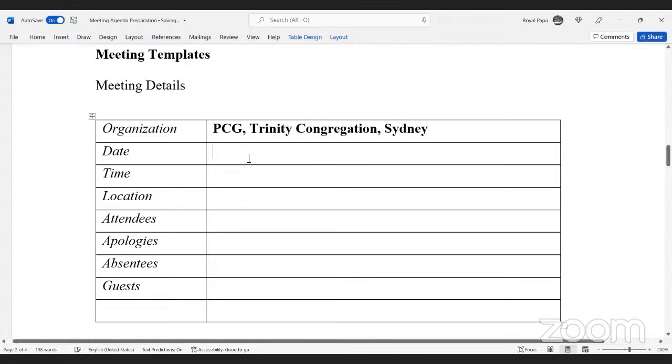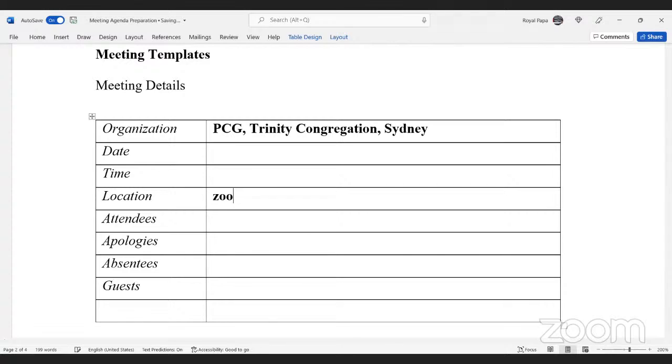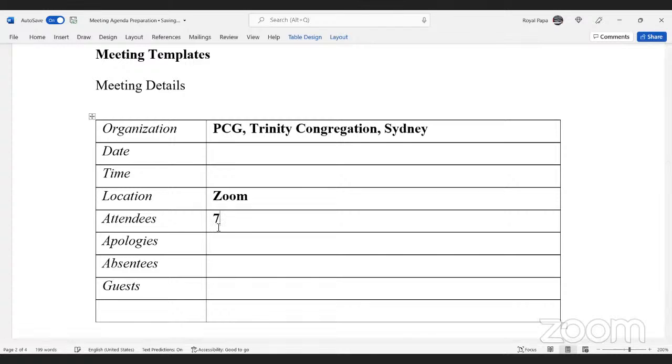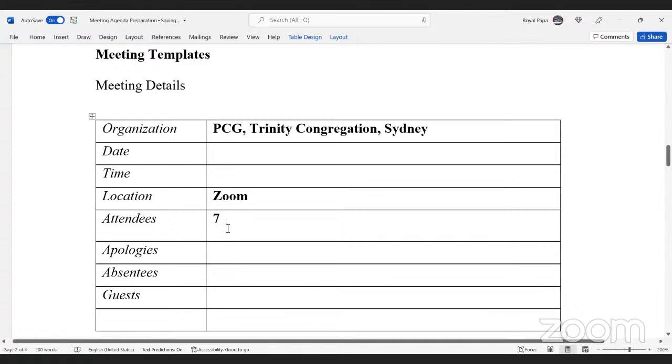So what is the date? You try to write the date. What is the time? You look at the starting time. It's so important. What is the location? If it was done through Zoom, you write via Zoom. Attendees. So, we got about seven present. Please write their names. Write their names.